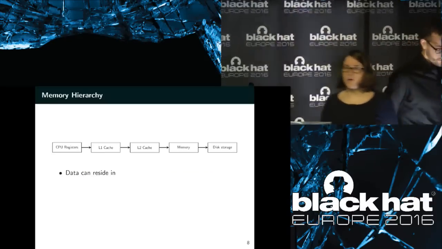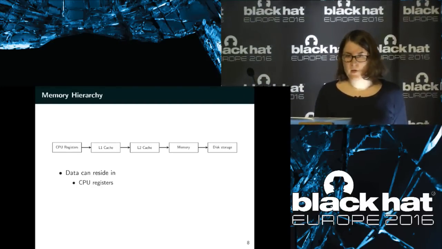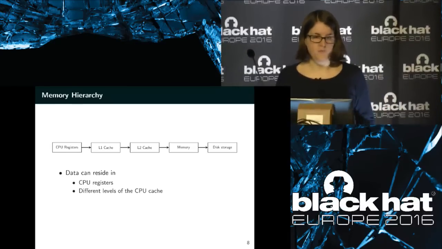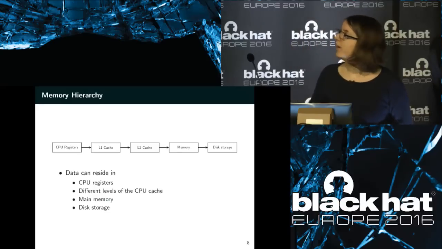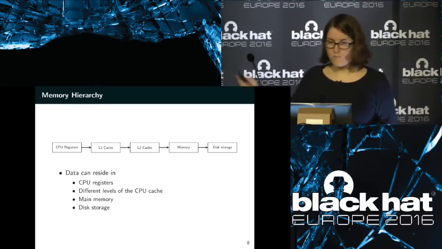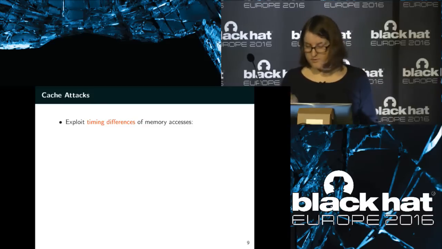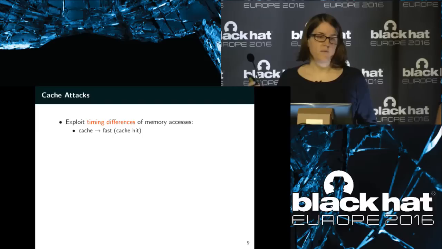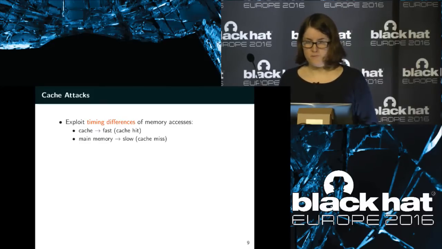As you may know, we have a memory hierarchy that is composed of CPU registers, different levels of the CPU cache, the main memory, which is the DRAM, and the disk storage. We have different timings depending on where data resides. This is precisely what we're going to exploit in cache attacks, in particular the difference of timing between data in the cache and in the main memory. If data resides in the cache, the access is going to be fast. We call that a cache hit. If data is not in the cache, then we have to retrieve it from the main memory, and it's slow, and we call that a cache miss.